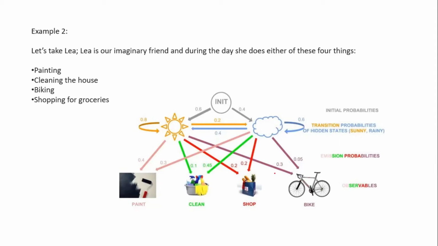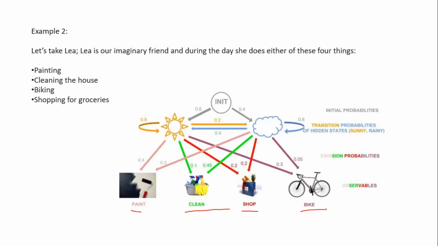So you can see this in our diagram. What are the hidden states here? Sunny and rainy, right? And then what are the observables? They are paint, clean, shop, and bike. So based on the observables, we need to predict whether the day is a sunny day or a rainy day.